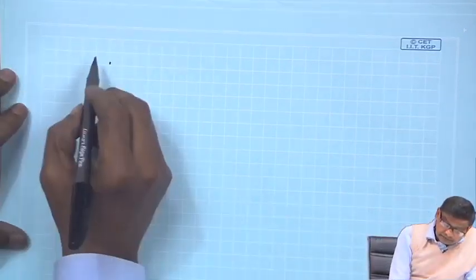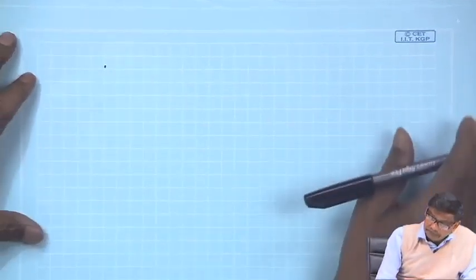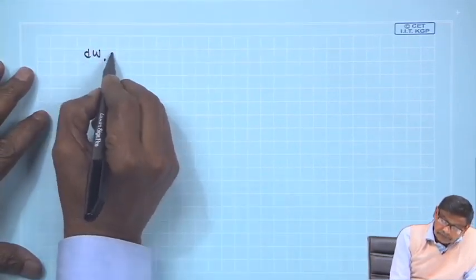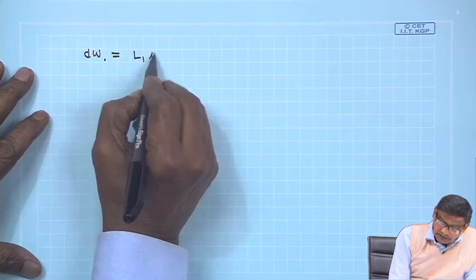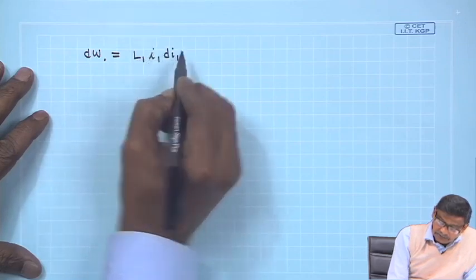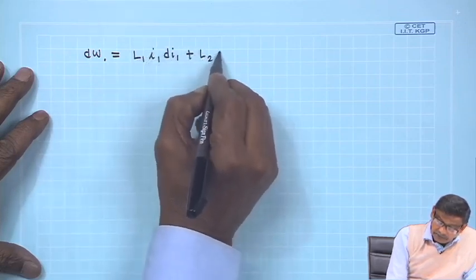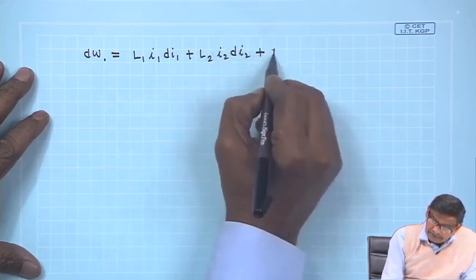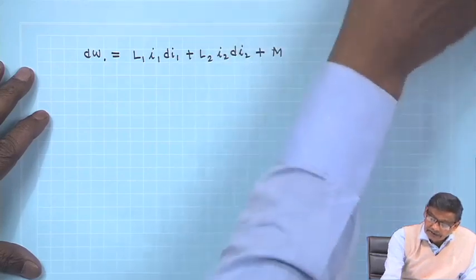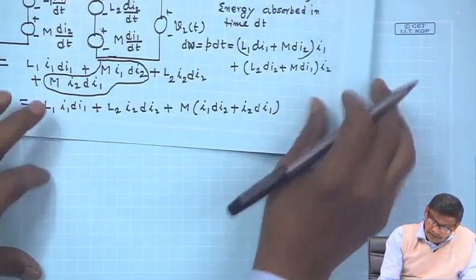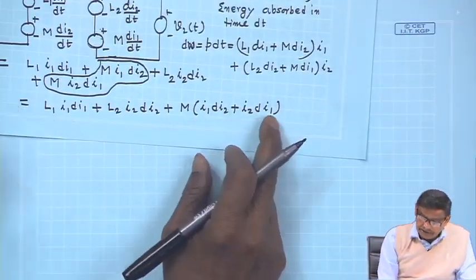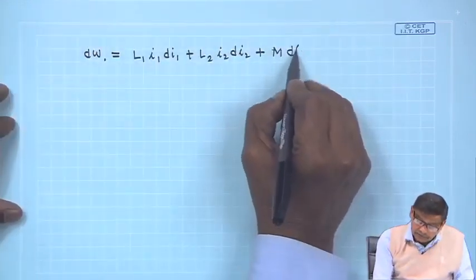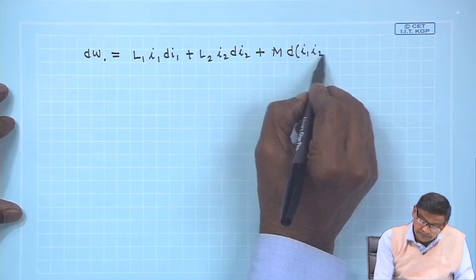And so dW is L1 i1 di1 plus L2 i2 di2, and this thing, if you look at it carefully, this term i1 di2 plus i2 di1 can be written as d of (i1 i2).